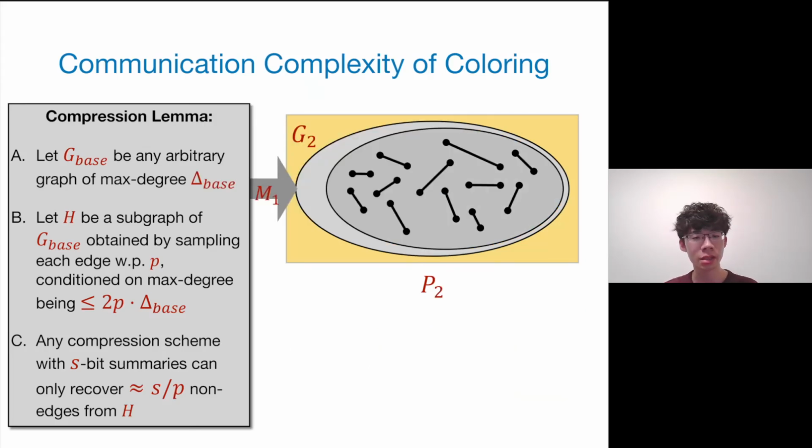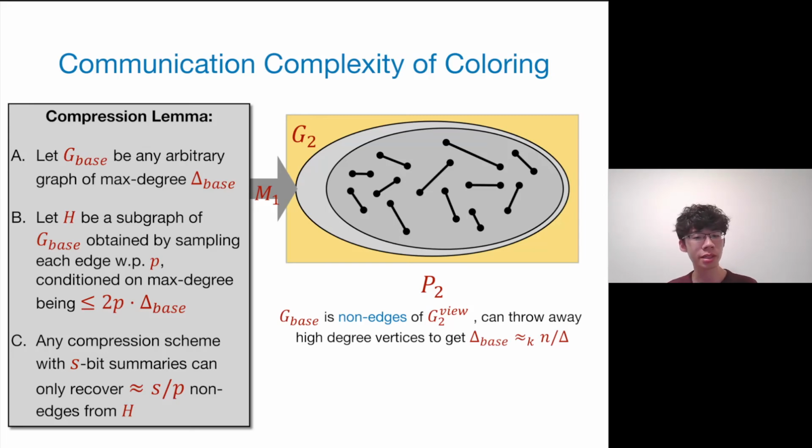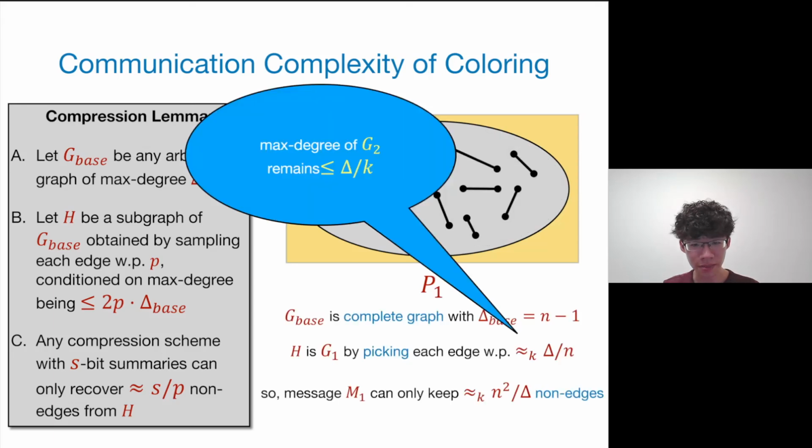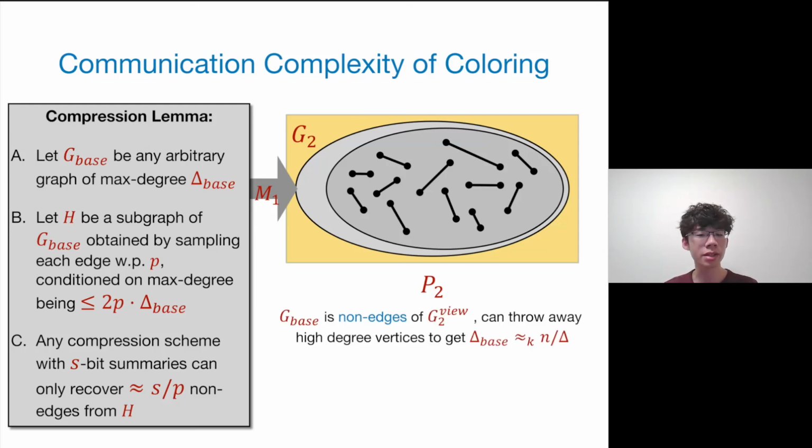So message 1 gets sent to player 2, and then what happens? For player 2, we set G base to be the non-edges of their view graph. Remember, the view graph is all the edges that are consistent with M1, all the edges that G1 could have received consistent with M1. And the non-edges are the things that we still have to give to P2 to try to get them to have lots of edges in the next player's view graph. Also remember that message M1 kept track of n squared over delta non-edges, which means that on average there's going to be around n over delta non-edges incident to every vertex. So you can throw away the high-degree vertices, and you get that the maximum degree of this base graph is going to be around n over delta as well.